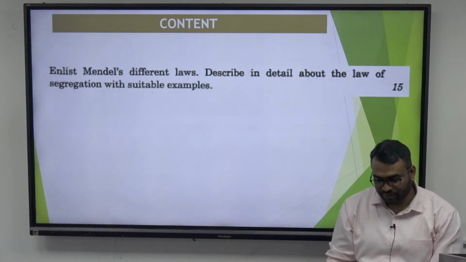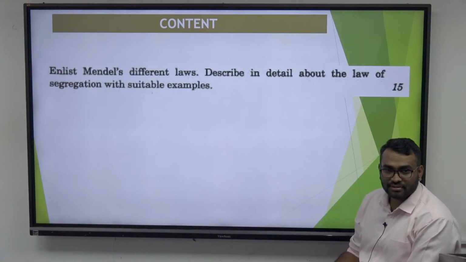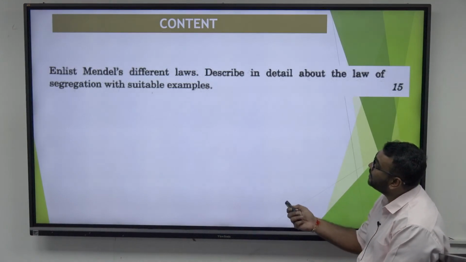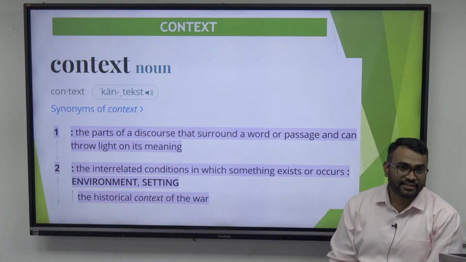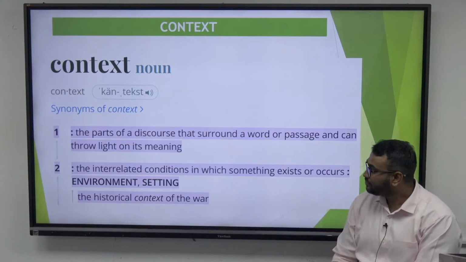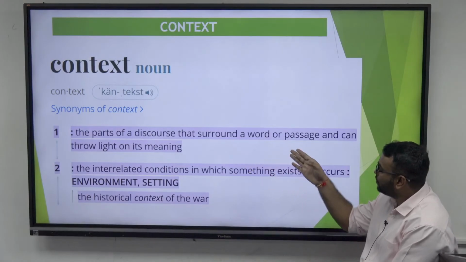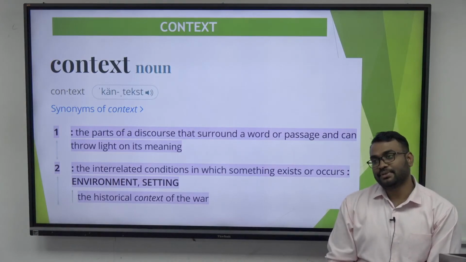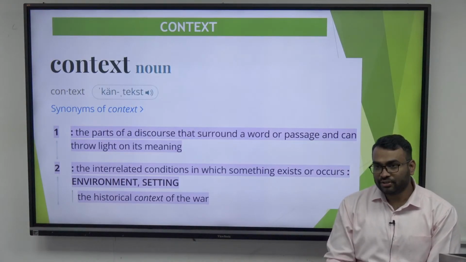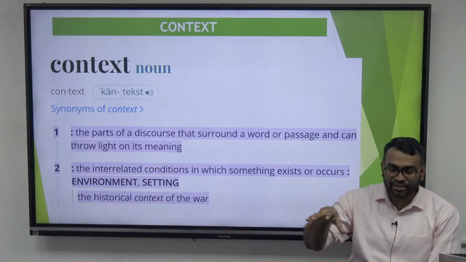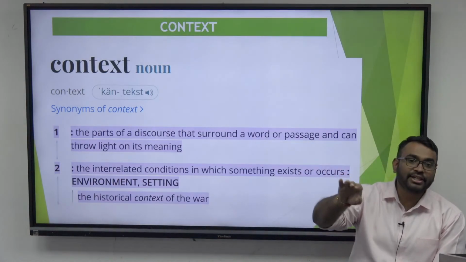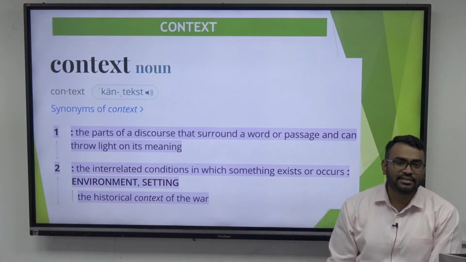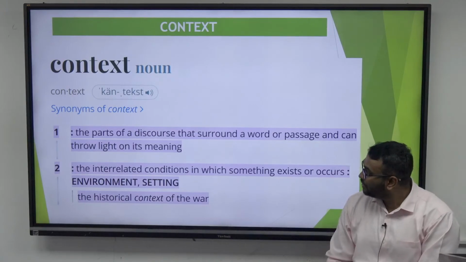Clear? So three aspects: one was demand, the second aspect was subparts, the third aspect was content, right? Now, another important aspect is context. If you take the grammatical meaning, context is the parts of a discourse that surround a word or passage and can throw light on its meaning. In other words, when I say heterosis, heterosis is the main demand, and whatever content you write in the answer should give meaning to that heterosis. If you are writing something outside of heterosis, then you are going out of the context of the question.